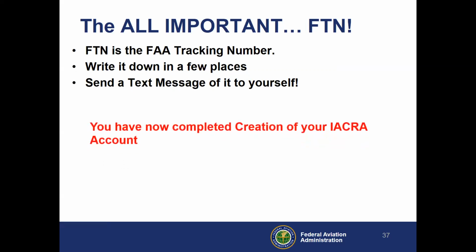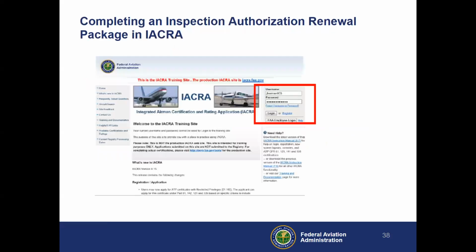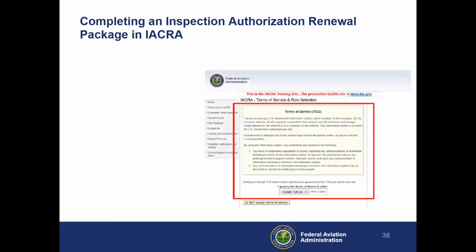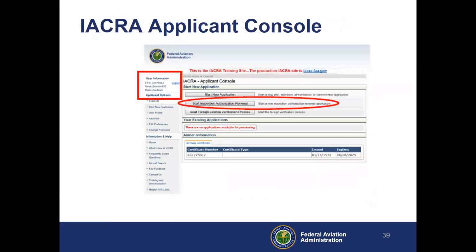Okay, so now you've completed creation of your IACRA account. Now you can go back in, just log in and start your application. You have to accept the terms of service again. Your user information will be shown in the upper left-hand corner. And to begin an inspection authorization renewal package, select the Start Inspection Authorization Renewal button.